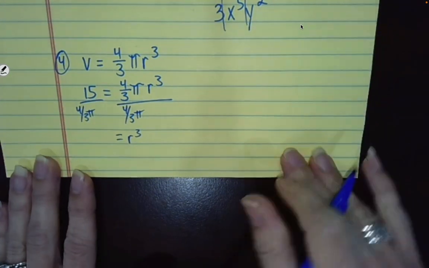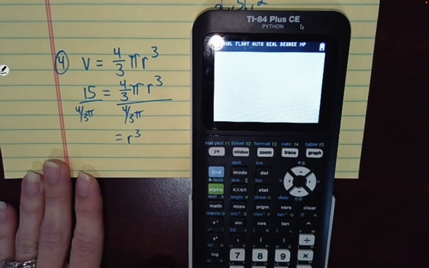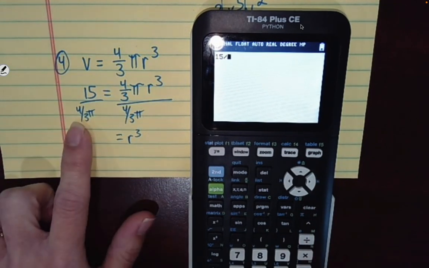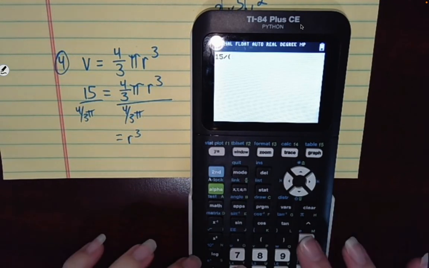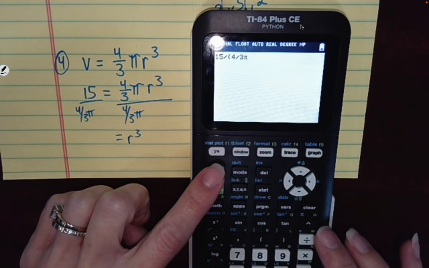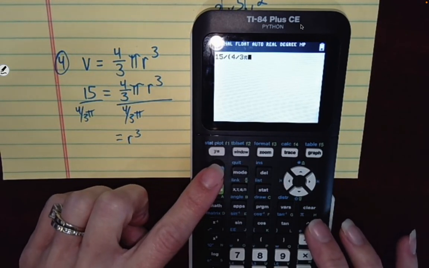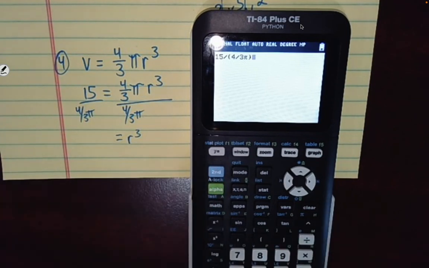I have no idea what that's going to be, so watch, I'm going to put this all in my calculator. It looks like a big mess. I'm going to do 15 divided by 4/3 pi. It's right above the division sign. I'm going to see what it gives me. I hope this is right. I think that's looking right.